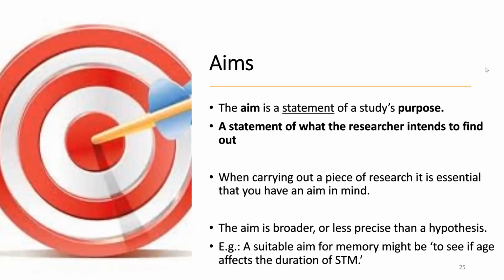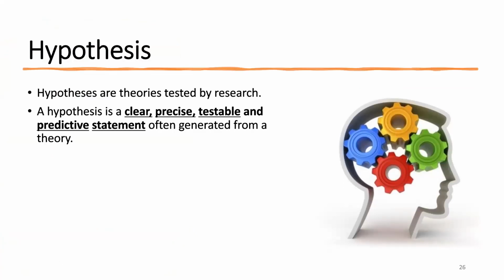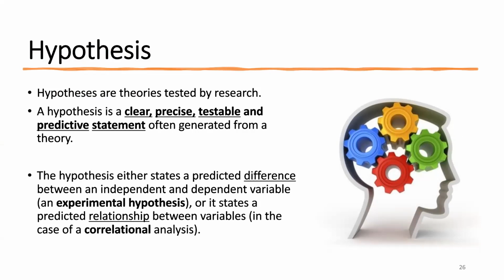However, a hypothesis, on the other hand, a hypothesis or hypotheses are theories tested by research, okay? So this time, we're not just looking at the purpose of the research. This time, when we write a hypothesis, we need a clear, precise, testable, and predictive statement, okay? That's what a hypothesis is, okay? So it's either going to have to predict a difference or a correlation, depending on what kind of research we're doing. But it needs to be clear, it needs to be precise, and it needs to refer to our variables, okay? So it can either state a predicted difference between the independent and the dependent variable, or it can look at a relationship between variables.